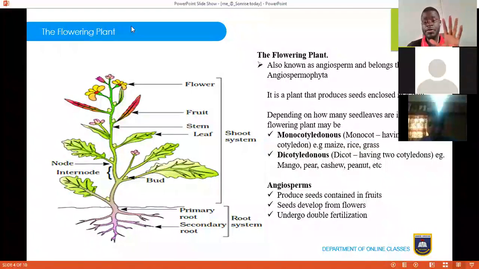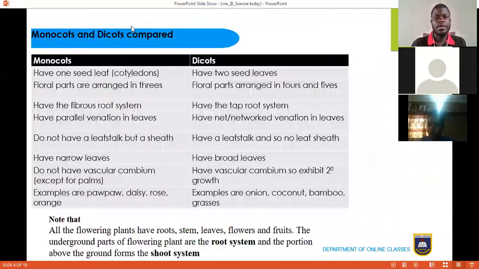Angiosperms are able to produce seeds that are enclosed in fruits, or they have fruits that contain seeds. All right. Then bear in mind that these seeds develop from flowers. I told you earlier on that that's the reason why they are called flowering plants. Then, of course, they undergo double fertilization. As time goes on, we shall look at what double fertilization is, and then you will get to appreciate what it means. Okay, let's look at the differences between monocots and dicots.